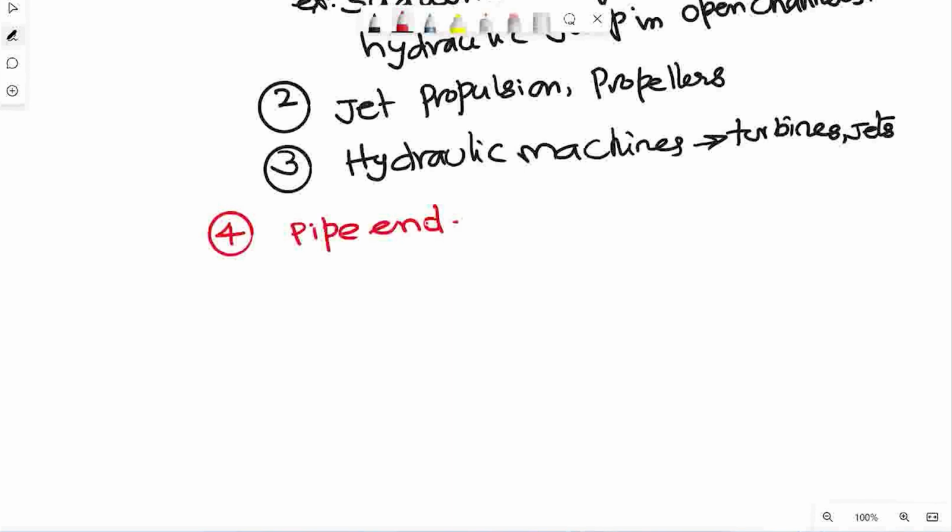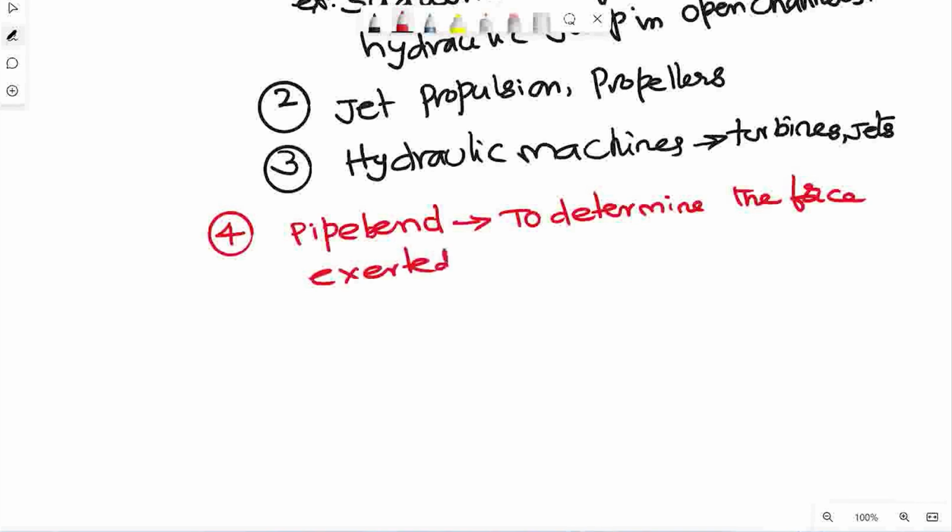What are we going to use the pipe bend for? Because of the pipe bend, at the bend position, naturally some external forces are exerted on the fluid, and the fluid exerts an external force on the bend. So we need to determine those forces, the force exerted by the flowing fluid on a pipe bend.